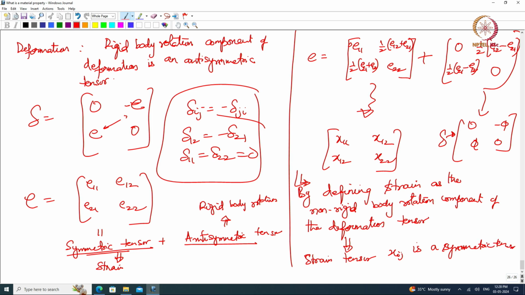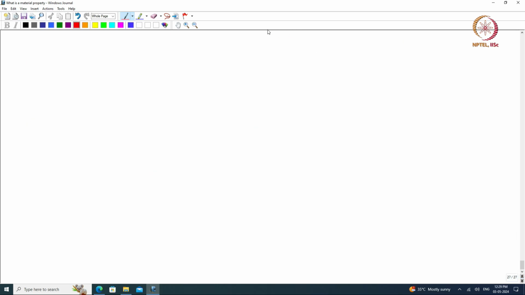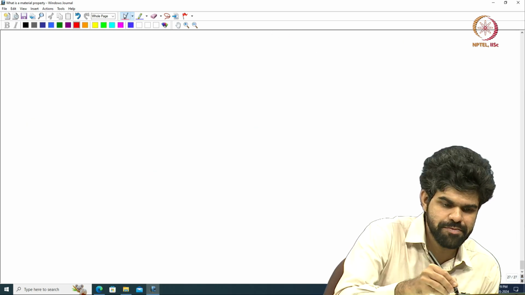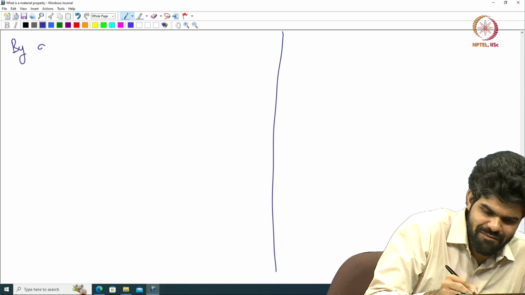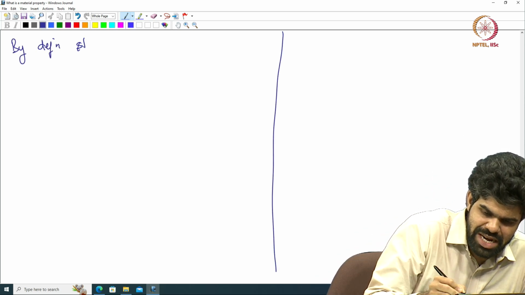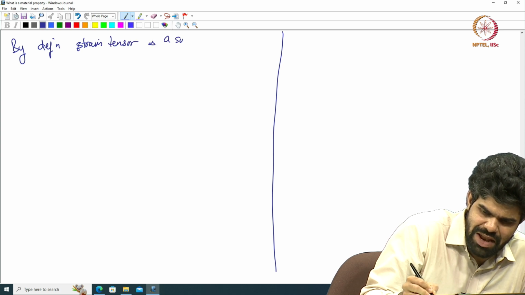Right. I sort of cheated. Strain is not exactly dou u by dou x1 or dou u by dou x2, that is the deformation, but from the deformation tensor I remove the rigid body component and then I get the strain tensor, right. So, by definition I am making my strain tensor a symmetric tensor. Okay. So, by definition, strain tensor is a symmetric tensor.